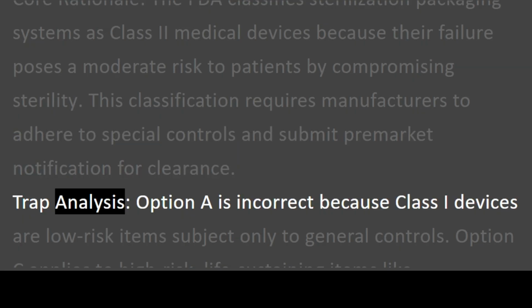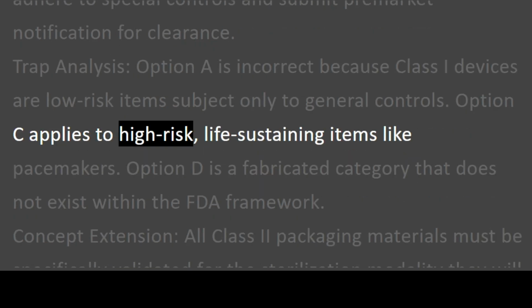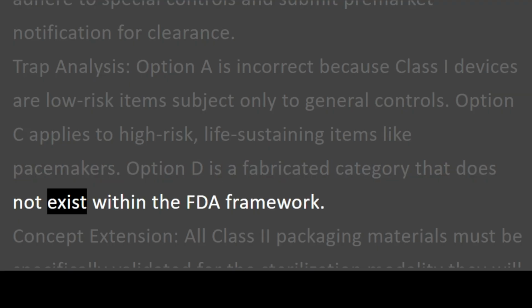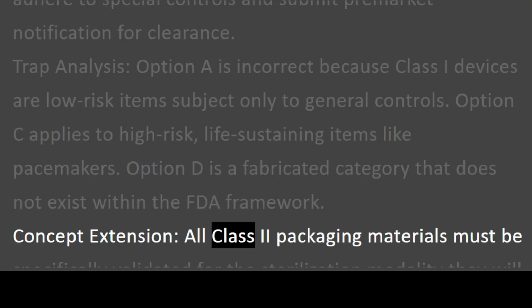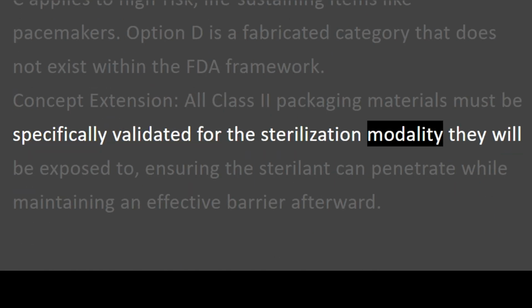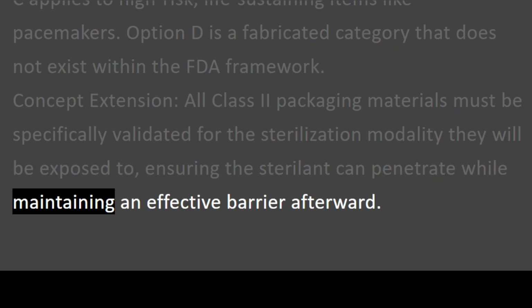Trap analysis. Option A is incorrect because Class 1 devices are low-risk items subject only to general controls. Option C applies to high-risk, life-sustaining items like pacemakers. Option D is a fabricated category that does not exist within the FDA framework. Concept extension. All Class 2 packaging materials must be specifically validated for the sterilization modality they will be exposed to, ensuring the sterilant can penetrate while maintaining an effective barrier afterward.